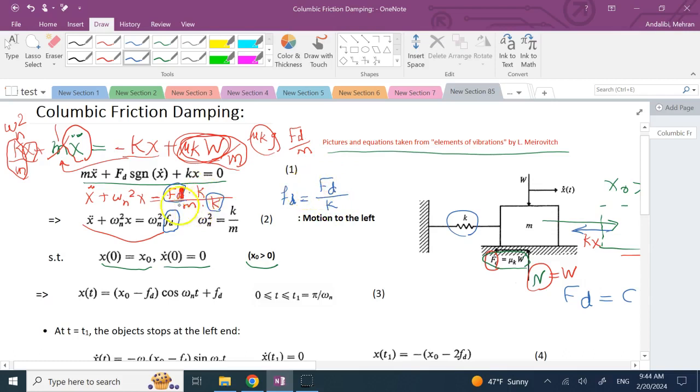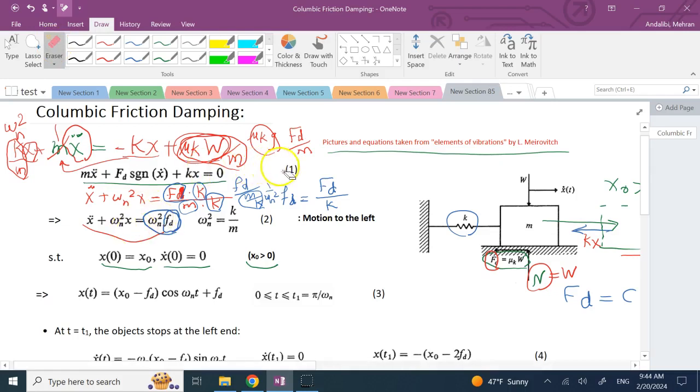And this M over K, you can write it as small fd divided by M over K, right? You bring that K here to the denominator, and this is 1 over omega N squared. So it's going to be Fd over 1 over omega N squared, so it's just going to be Fd times omega N squared. Okay, so you finally get what? You get equation number 2.